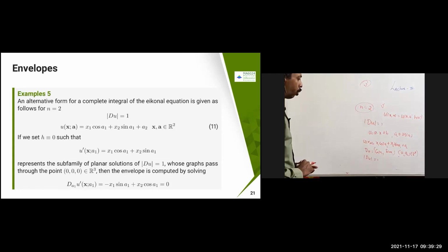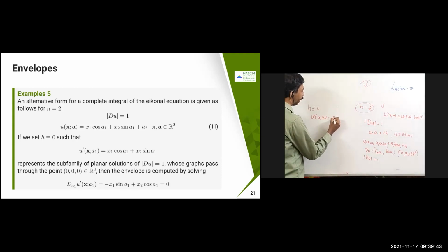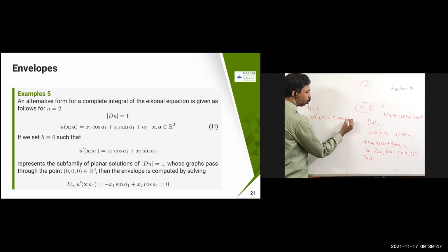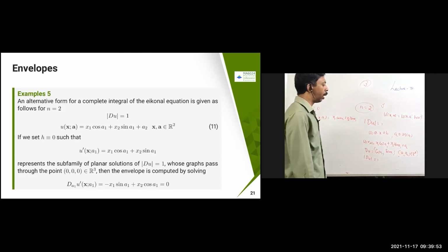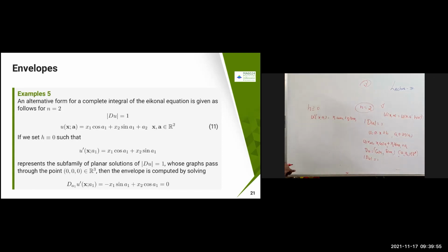Now what I'm going to choose is that I'm going to choose kach equal to 0. I got to select some map. I'm just going to choose kach equal to 0. Okay, such that what is going to come is that I'm just going to take u dash of x comma a1 is going to become x1 cos a1 plus x2 sin a1. Okay, u dash is going to be chosen this one. That means I'm just eliminating this a2.